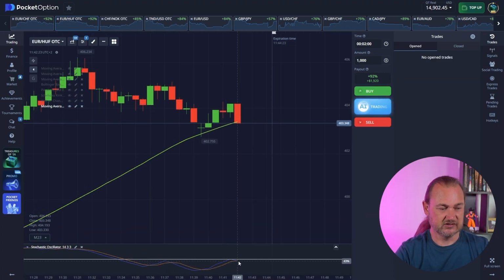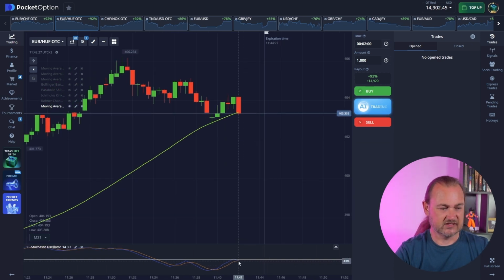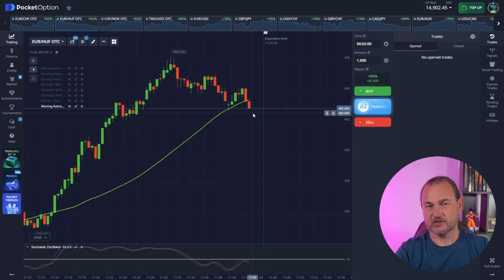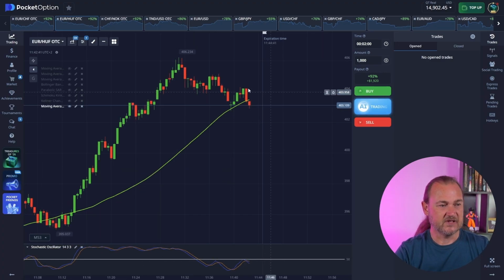It's actually looking like it's going to make a bearish crossover right now, depending on how this candle closes. There we go, bearish crossover. So this is not giving us an entry. Price is breaking through the 50 moving average, so we're not getting an entry on this.